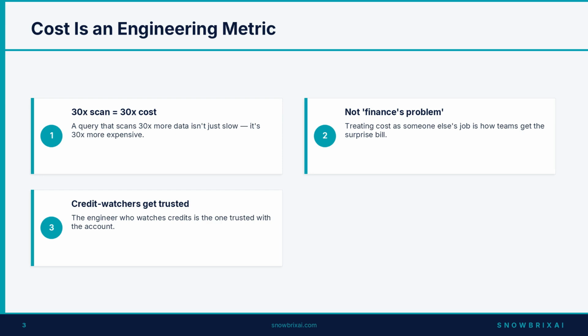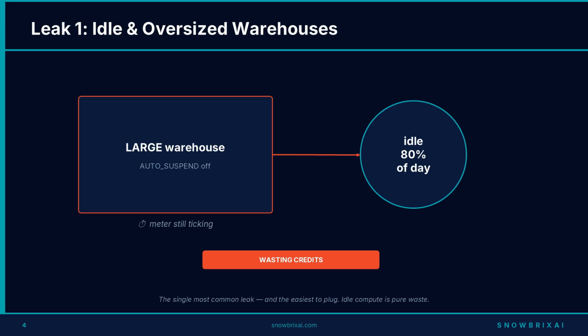Let me show you leak number 1. Here is the most common leak. I see a large warehouse, auto-suspend turned off. It sits idle most of the day and it bills the whole time. Think about that. You are paying for a V8 engine to idle in the driveway. Two problems stacked together here. Idle compute is pure waste and oversize means paying double for half-used capacity. The bad news, this one is everywhere. The good news, it is the easiest to plug.